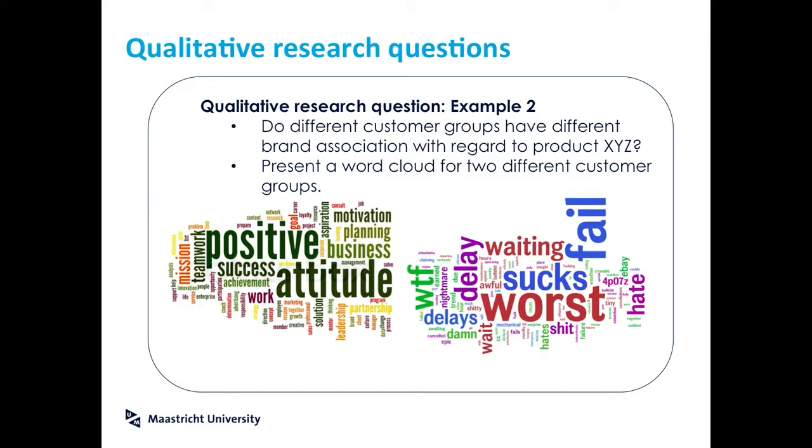The second example of a qualitative research question is you could ask customers, for instance, in the survey that you're conducting, to type in a feedback box, for instance, all of the associations they have with a certain brand or a certain product. You could even split this up into, say, positive and negative aspects, and you could then present these associations in a word cloud. And the word cloud obviously then depicts the terms that were mentioned most commonly.